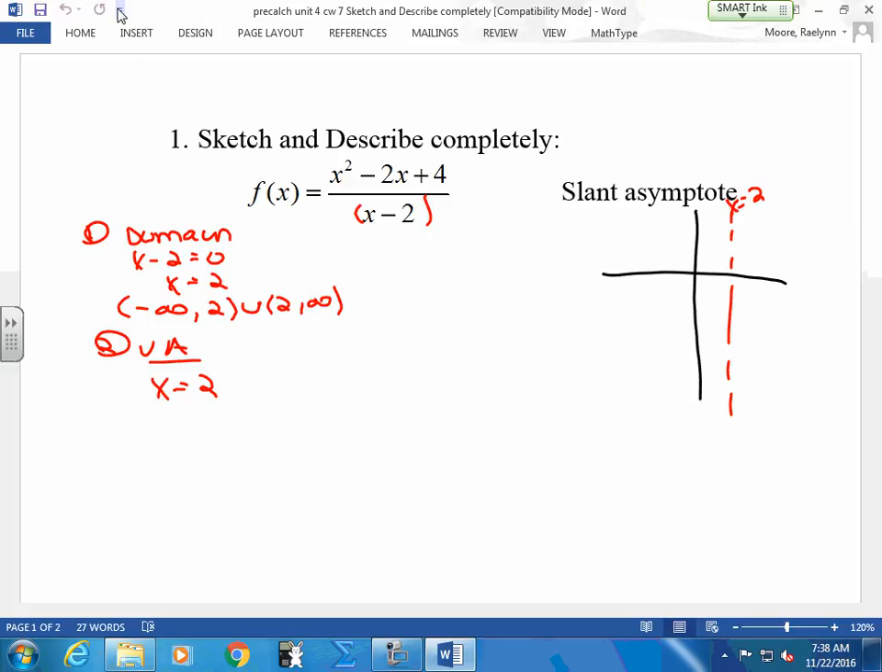Okay. Next thing, let's go to your horizontal asymptote. A horizontal asymptote compares the degree in the numerator to the degree in the denominator. This 2 is bigger than 1. It's the last one of the 3. If the degree in the numerator is greater than the degree in the denominator, 2 is greater than 1, then we have a slant asymptote and no horizontal asymptote.